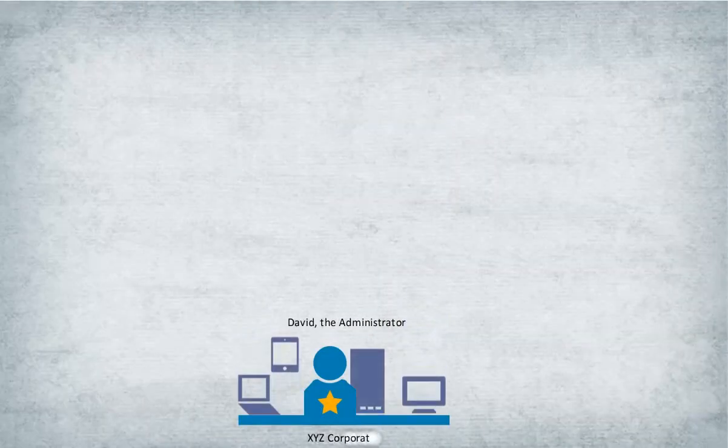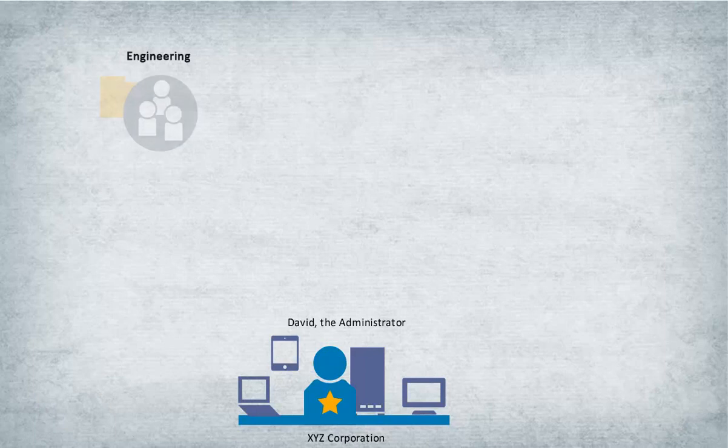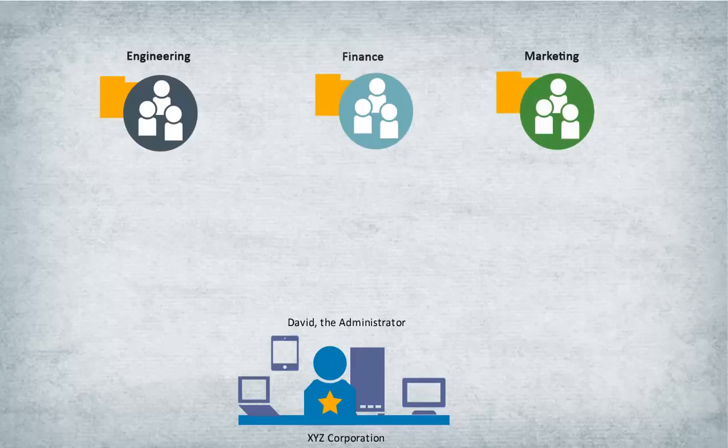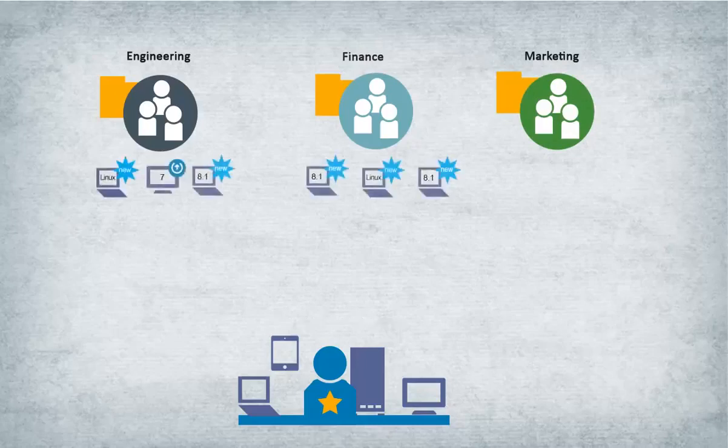David, the administrator at XYZ Corporation, needs to allocate new devices to 3 different teams in the management zone: the engineering team, the finance team, and the marketing team. The engineering and finance teams need to roll out several new devices. The engineering team also wants to upgrade the operating systems of the existing Windows devices.